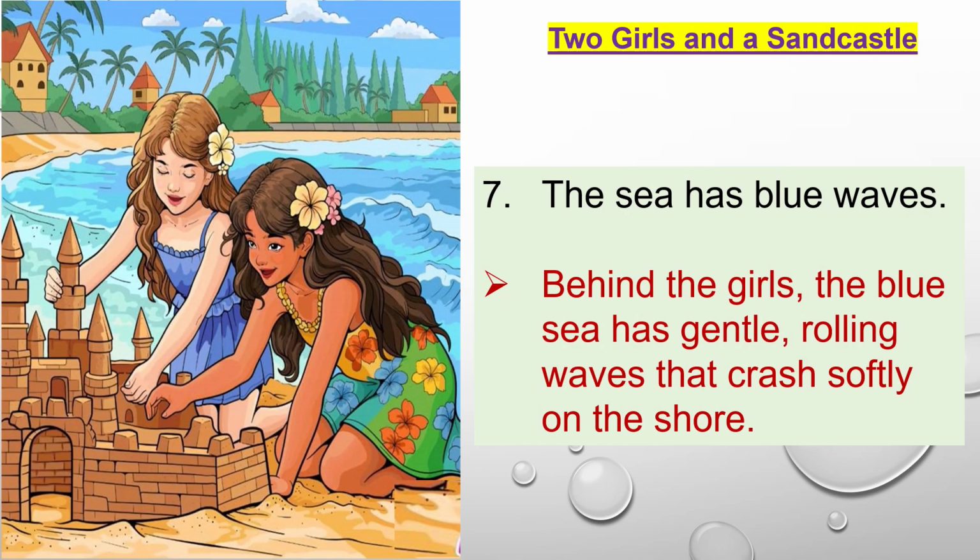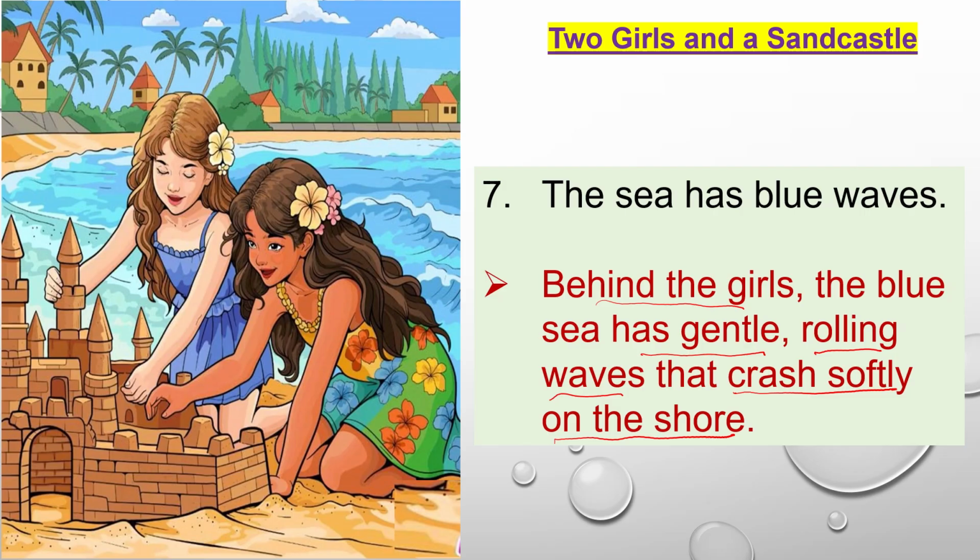Next sentence, the sea has blue waves. Now you can tell how the waves move. You can describe: behind the girls, the blue sea has gentle rolling waves that crash softly on the shore. So gentle rolling waves that crash softly add sight and hearing. Okay, and rolling describes how the waves move.